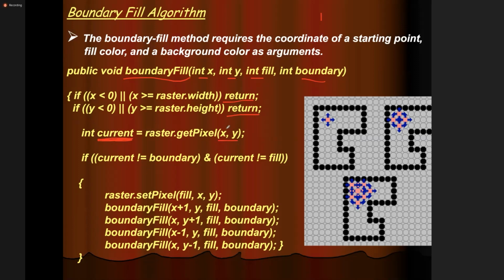If both these conditions are not true, we are coming to the filling, whether we can fill or not to be decided. Then we are checking if current is not equal to the boundary. If my current pixel color is not equal to the boundary color value, and my current color is not equal to the filled color.